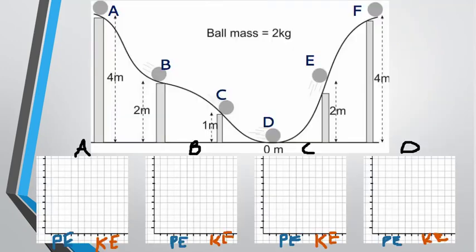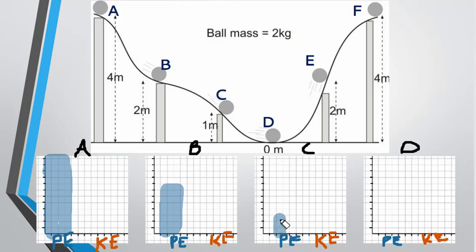Let's look at another example of this. A ball rolling down a hill and back up a hill, at multiple different locations. We're going to start at point A. The ball is not moving. It's the highest the ball is going to be, so the ball has the most potential energy. At point B, the ball has gone halfway down the hill, so the amount of potential energy has been cut in half.